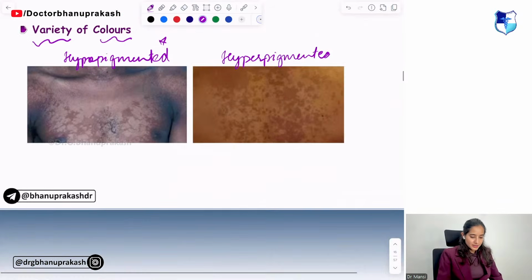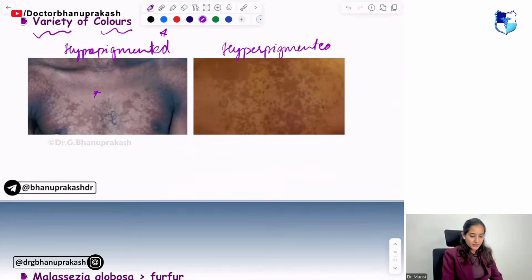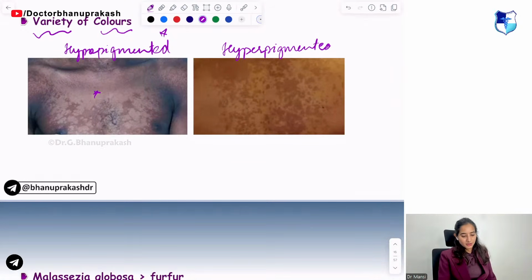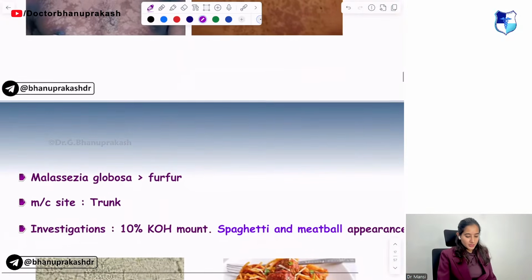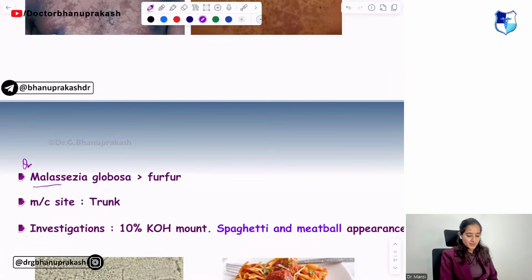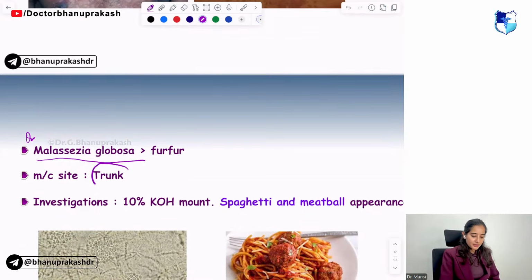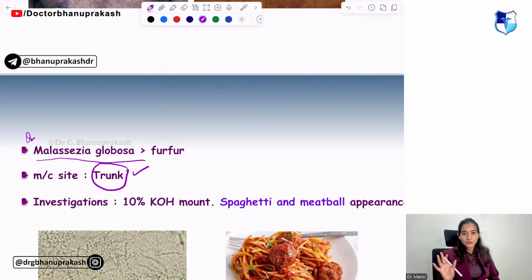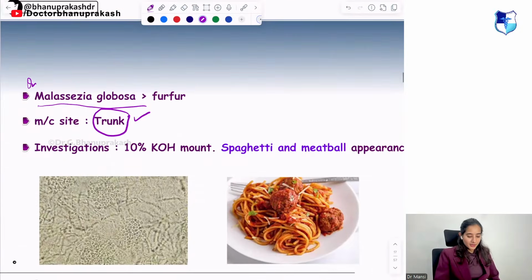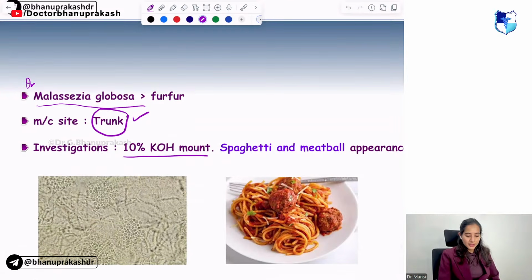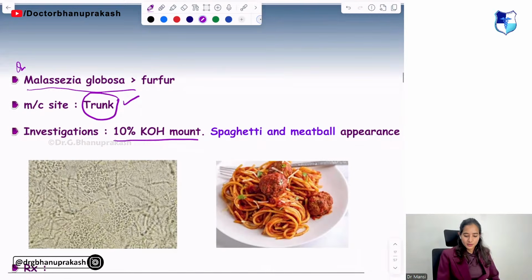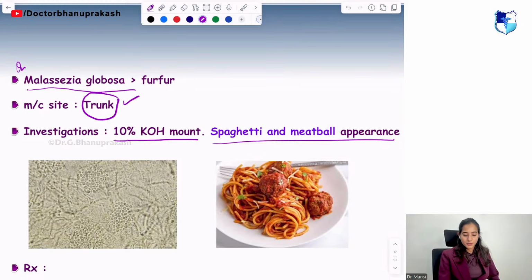So these are macules which are present, the hypopigmented ones. Important is it is caused by Malassezia globosa. Then furfur, like globosa is more common. Most common site being trunk. So if this comes in exam, they'll give you the trunk image mostly. And investigations, you do 10% KOH mount, very important, and spaghetti and meatball appearance.